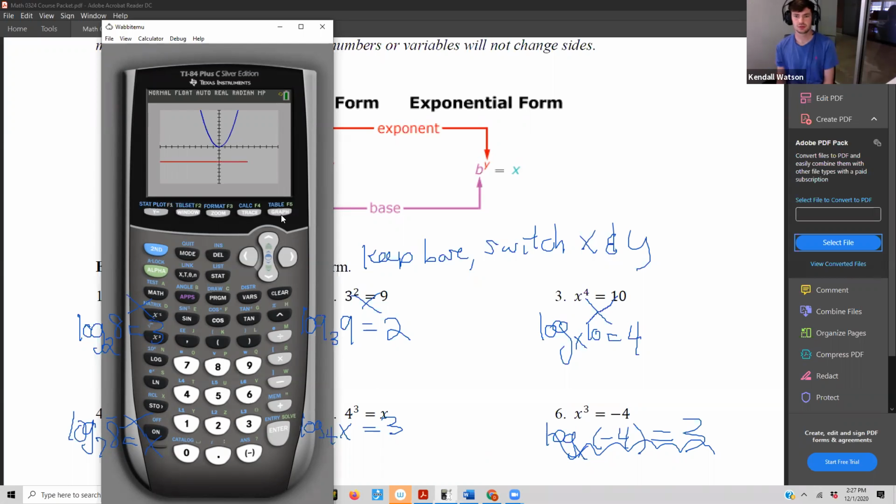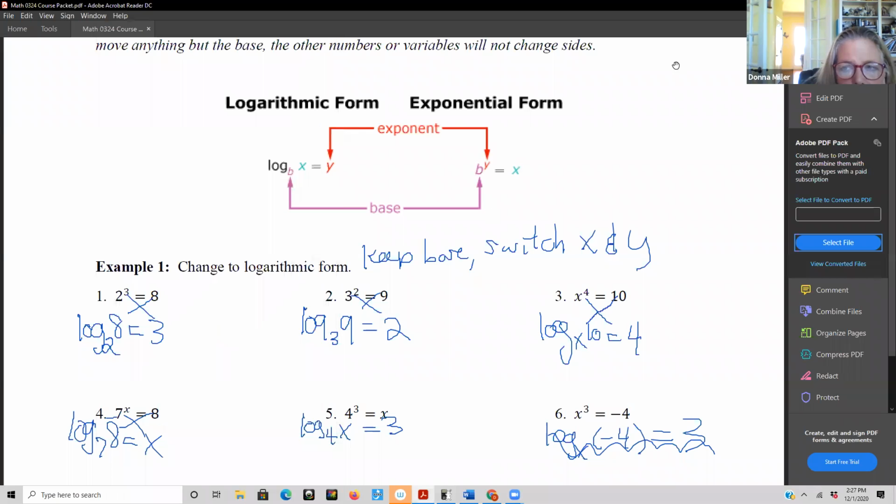So the point is, if you can't solve it with a log, try something else. And really, honestly, the only other way I can think to solve it, well, you could take a cube root, but yeah. My point is, you can't take the log of a negative or 0.